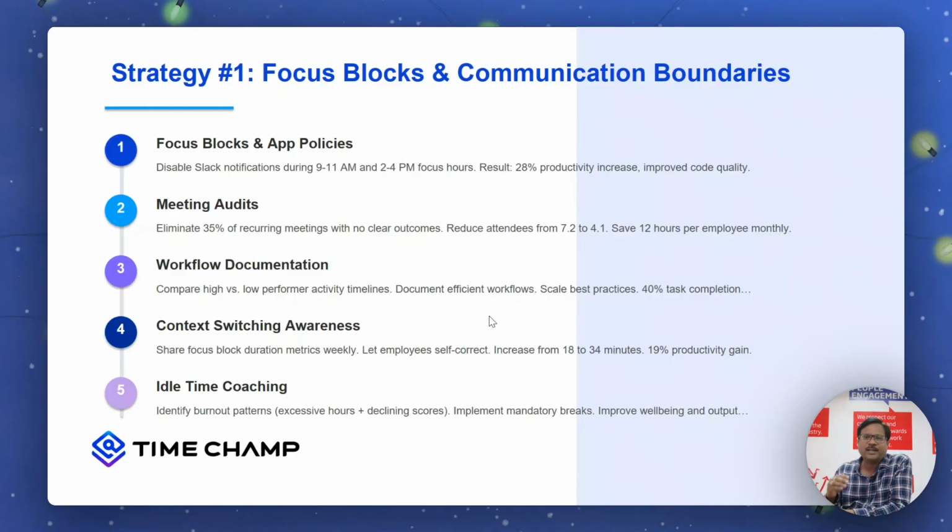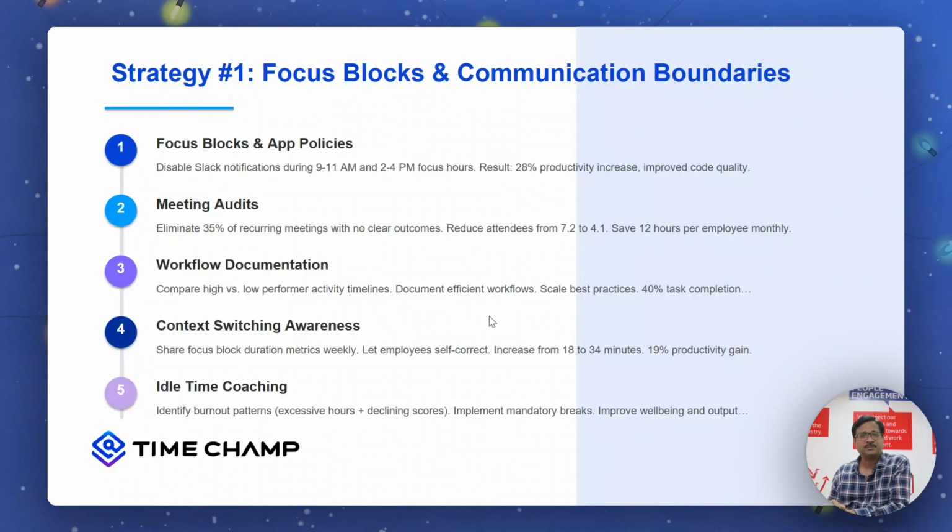Their developers were getting interrupted by Slack notifications an average of 23 times per hour during what should have been deep work time. So they implemented what they called focus hours, 9 to 11 a.m. and 2 to 4 p.m. daily, where Slack notifications were muted company-wide and employees were encouraged to close email clients. They tracked productivity scores during these blocks versus the rest of the day.